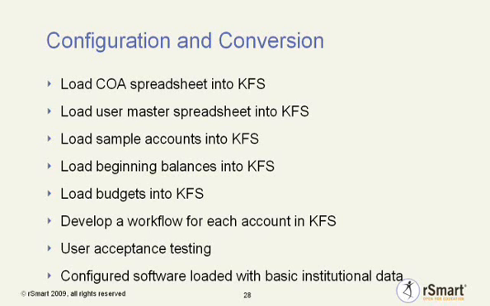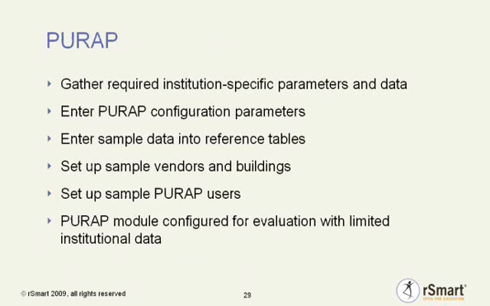Again, the same type of process for the purchasing accounts payable area, which is referred to as per app. We gather required institutional specific parameters and data. We enter purchasing accounts payable configuration parameters, enter the sample data into reference tables. We set up sample vendors and buildings. We set up sample purchasing accounts payable users. And we set up purchasing accounts payable modified, configured for evaluation with limited institutional data.